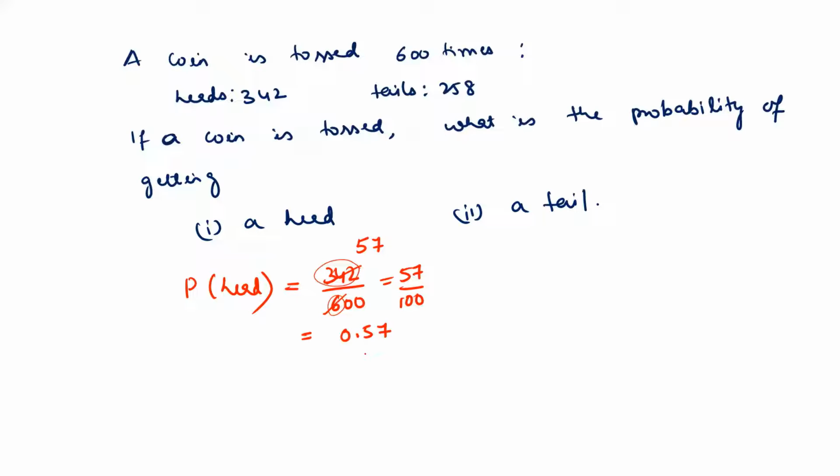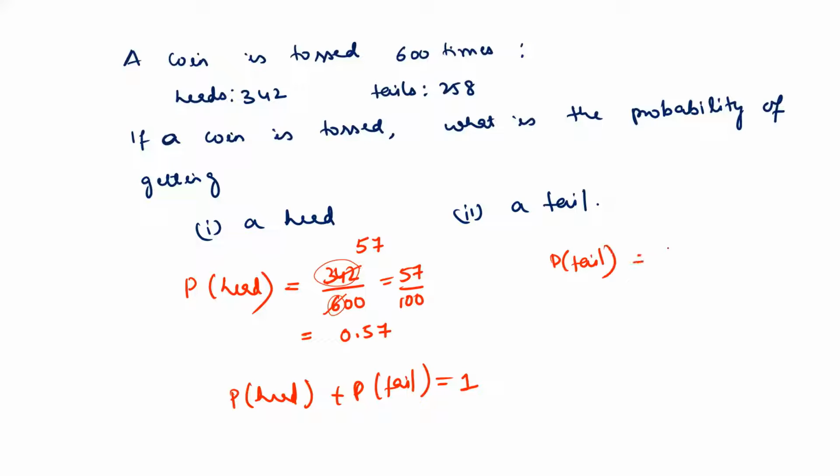What is 57/100? 0.57. 100 is a magic number; whenever we have tens, I will not disturb that. It helps us in division or multiplication. Now, we know the theory of probability. Can I use this to find out the probability of getting a tail?